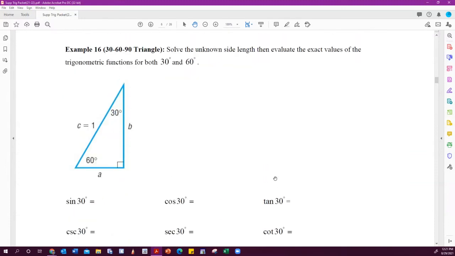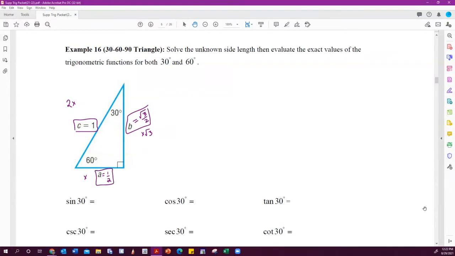Now, in past classes, you almost certainly saw 30-60-90 triangles. So here we have a 30-60-90 triangle labeled with a hypotenuse of 1. Now, the 30-60-90 had a hypotenuse of 2x, the side opposite the 30 was x, and the other side was x rad 3. So if c equals 1, then to get down to a, we would divide by 2, which means we get 1/2 for a. And then we would take the other side and multiply it by rad 3, which would mean b would be rad 3 over 2. So that's the b side and the a side.